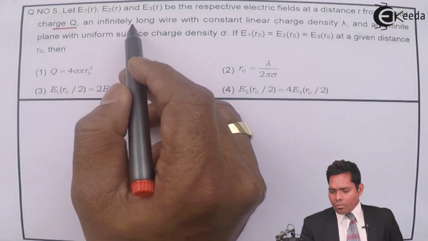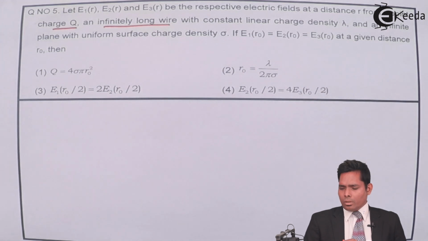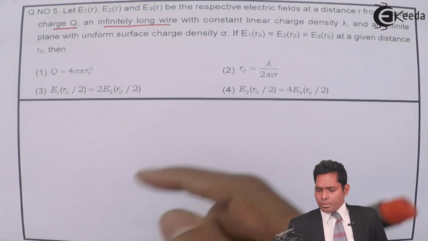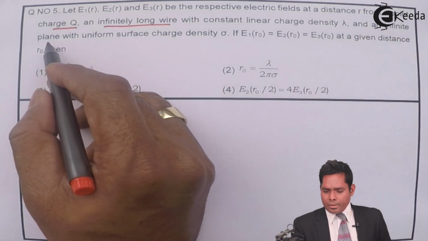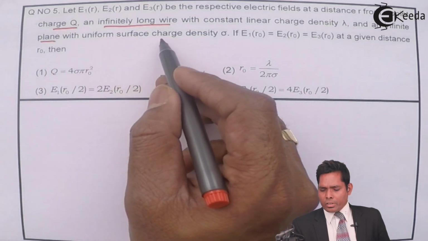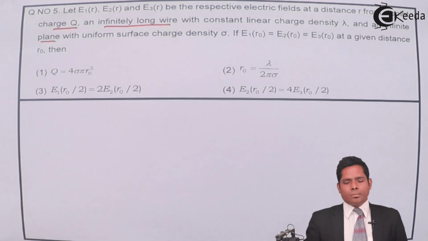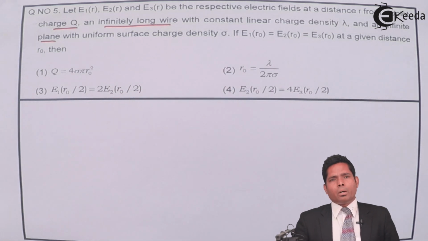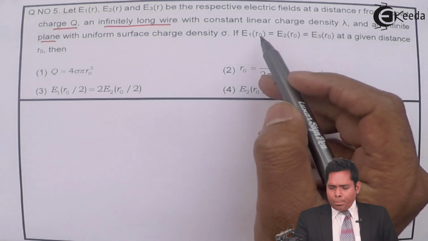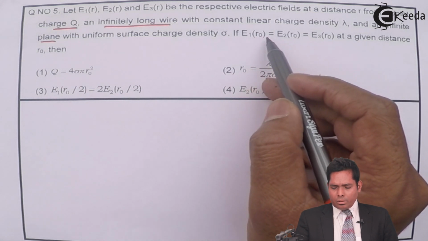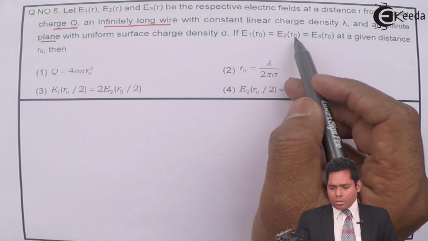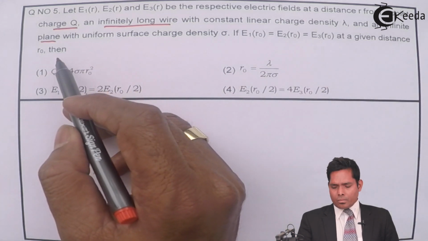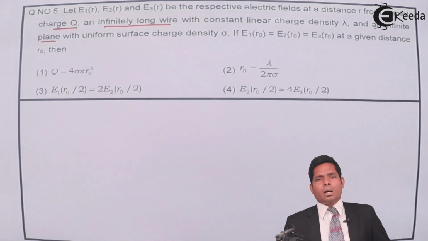an infinitely long wire with constant linear charge density lambda coulomb per meter, and an infinite plane with uniform surface charge density sigma coulomb per meter square. If E1(R0) is the same as E2(R0), where R0 is any given distance, and E3(R0) are the same at a given distance R0, then which of these options are correct?